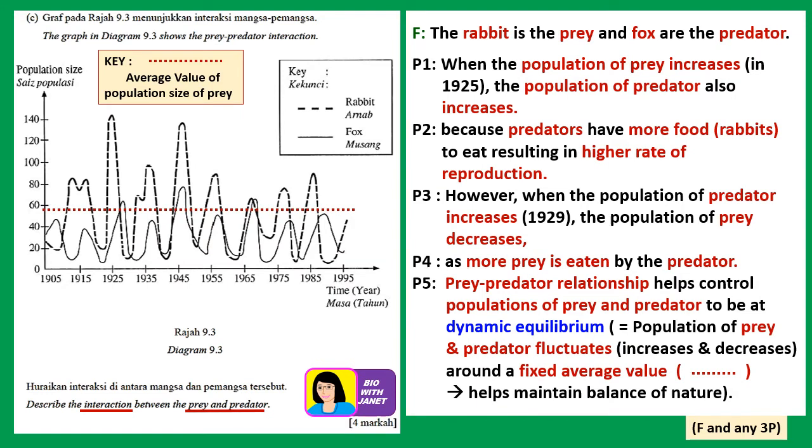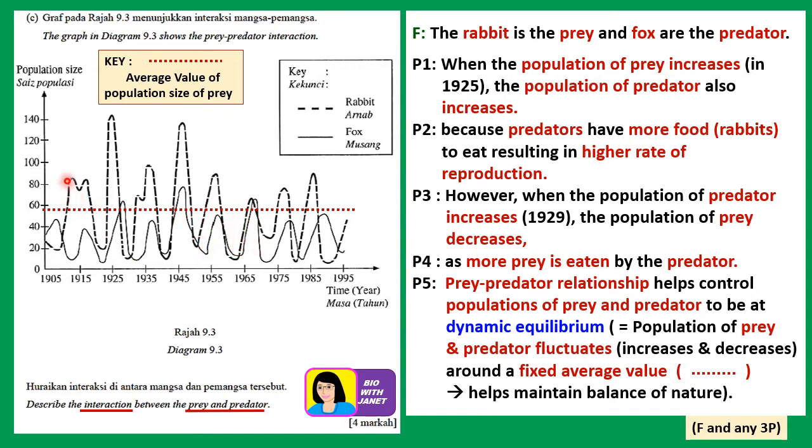Next, let's look at this question. The graph in 9.3 shows the prey-predator interaction. The prey is the rabbit here, shown by the dotted line. The rabbit is eaten by the fox. The fox line is the smooth, unbroken one below. Usually the predator will be in smaller numbers compared to the prey.